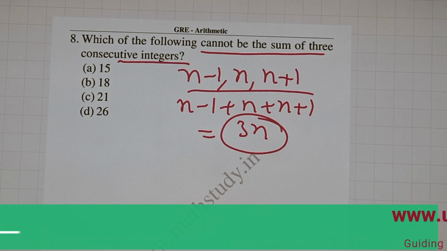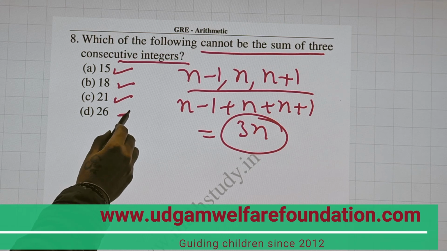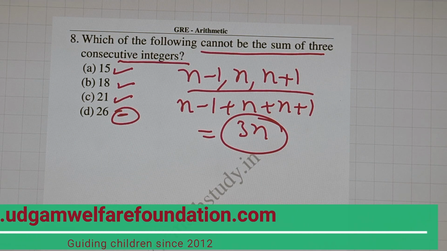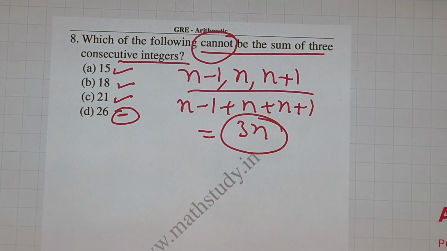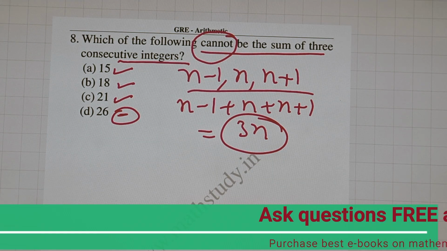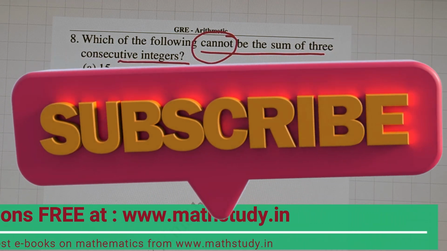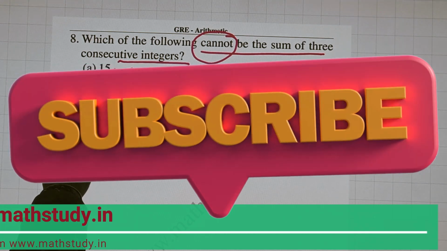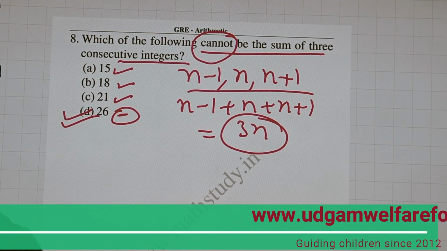So here we have 15, 18, 21, 26. 26 is not a multiple of 3. The question is which of the following cannot be, so you have to read the statement carefully. Sometimes during exams students can make such mistakes here. So which of the following cannot be the sum? Obviously 26 is our answer here. Now let's move towards our next question.